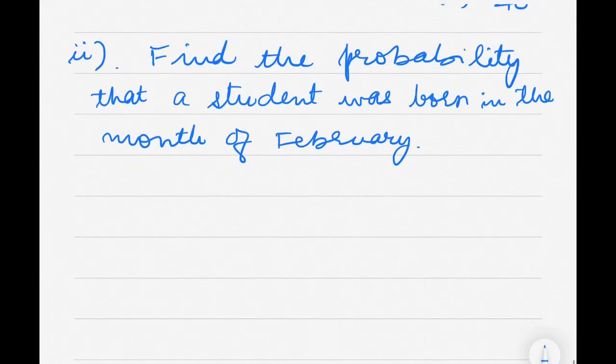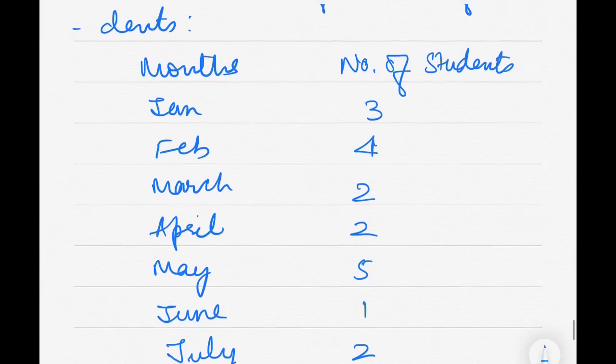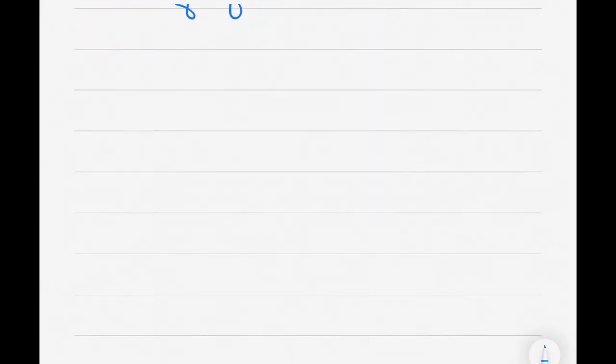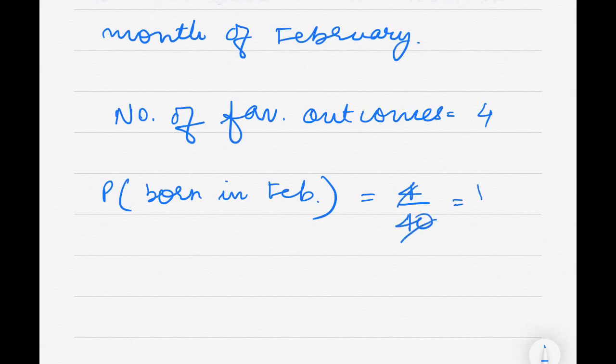Okay, so February is the month. How many students are born? Again, I'll write down my number of favorable outcomes first, right? Number of favorable outcomes here: students who were born in February. When I see the table, there are only 4 students who were born in February. So that is equal to 4. So the probability of a student born in February will be equal to 4 by 40. So this is equal to 1 by 10, or I can write it as 0.1 also as my answer.